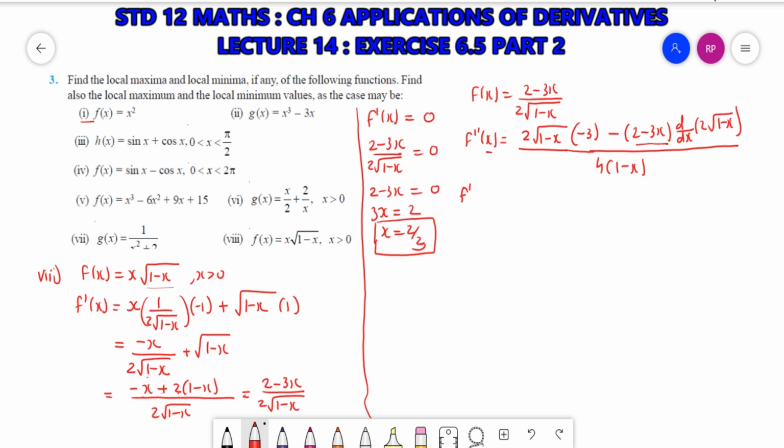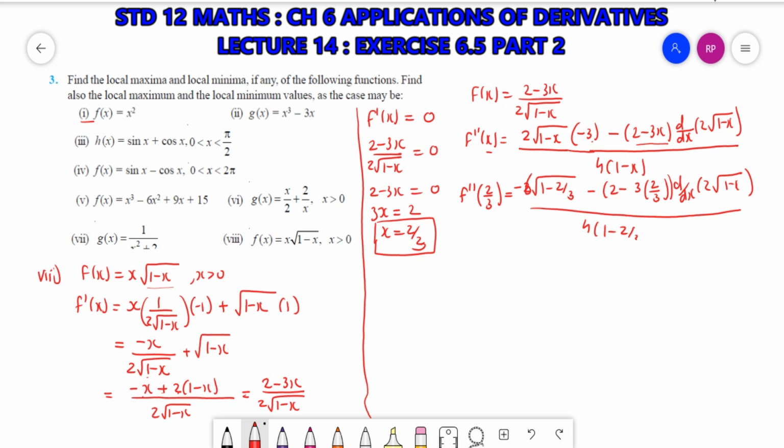So now I will use f double dash at 2 by 3 directly, that is 2 into square root of 1 minus 2 by 3, and minus 6, minus 2 minus 3 into 2 by 3 into d by dx of 2 root 1 minus x upon 4 into 1 minus 2 by 3. Now this 3 3 gets cancelled, so this will be 0. So this whole term we can eliminate.